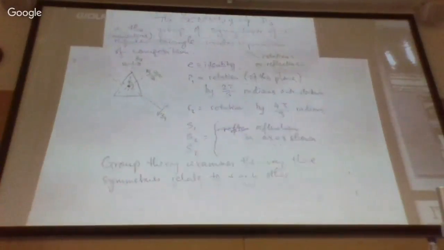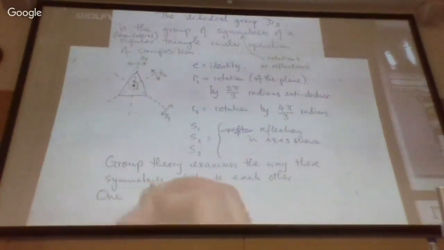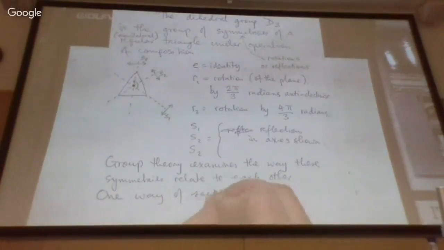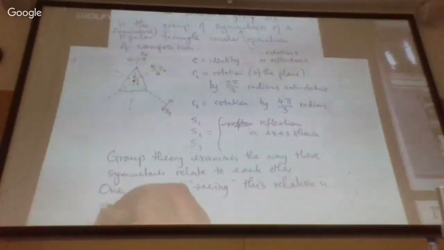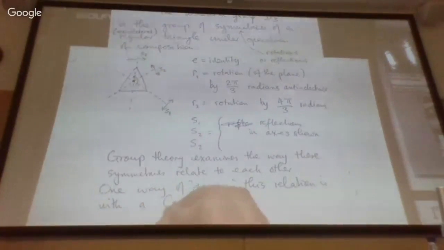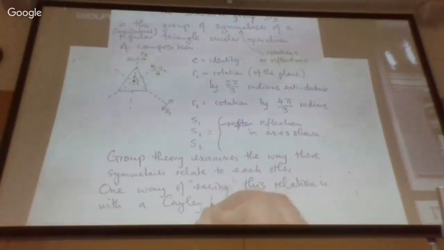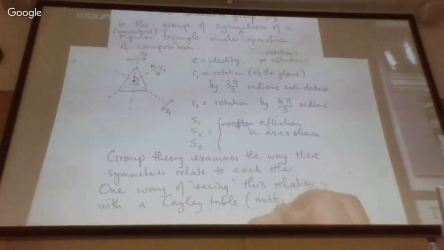One way of viewing these, one way of seeing this relation, is with what's called a Cayley table. Or sometimes called a multiplication table.